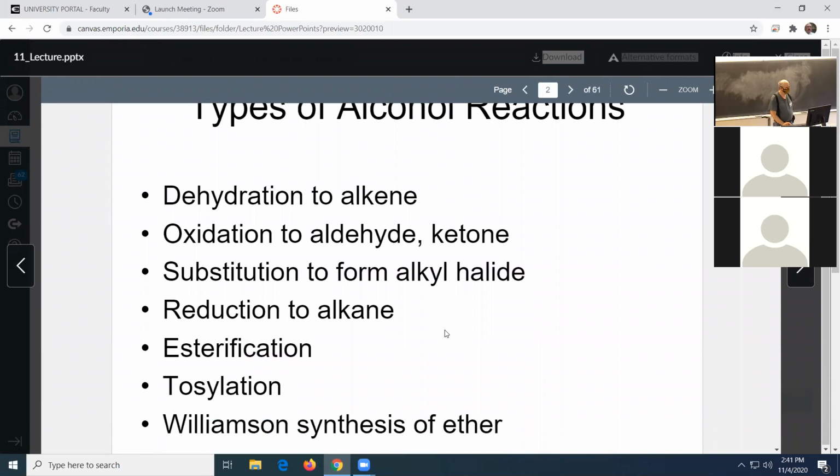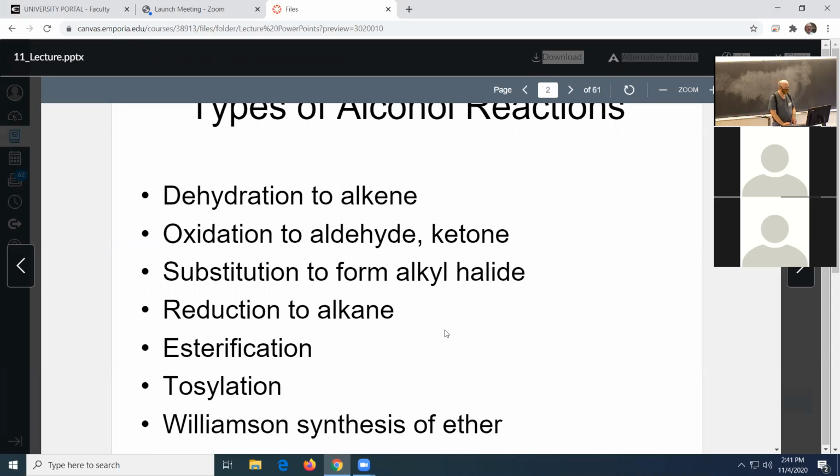Okay, so what are some of the things that we can do with alcohols? We can dehydrate them to alkenes. We've seen that one in lab. We dehydrated cyclohexanol to cyclohexene using sulfuric or phosphoric acid. In the previous chapter, we talked about reducing aldehydes or ketones to alcohols. We can go the other way. We can oxidize primary or secondary alcohols to aldehydes or ketones.